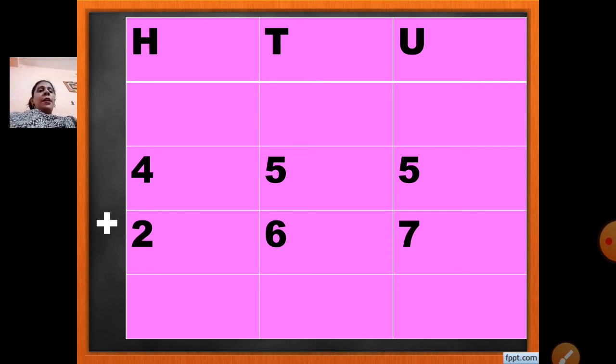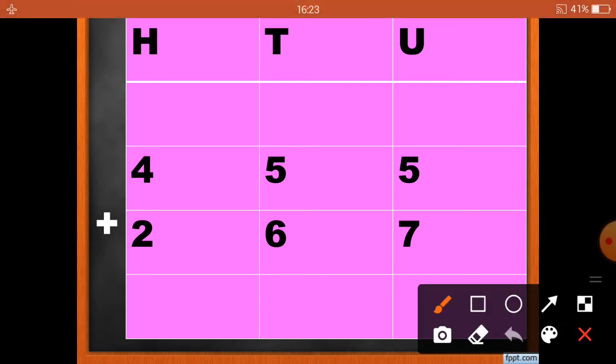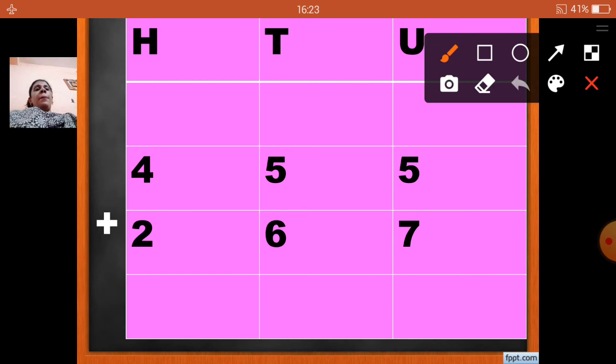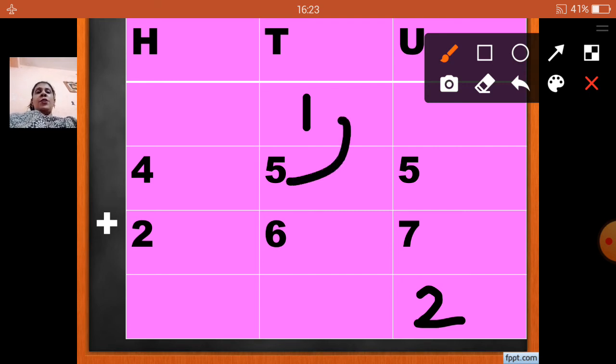Now shall we start adding units with units, tens with tens and hundreds with hundreds. So what is the number in the units place? Number 5 and number 7. So 5 plus 7 will be, children, how much? 12. We are going to write 2 here and 1 we are going to carry over. Now to this 5 I will add this 1. So 5 plus 1 will be 6.